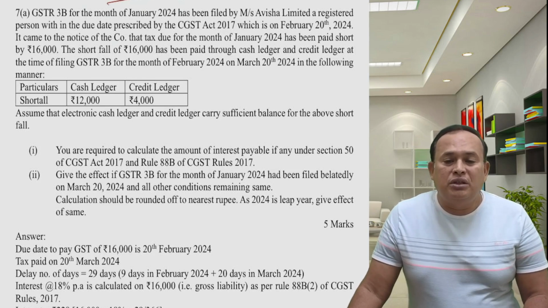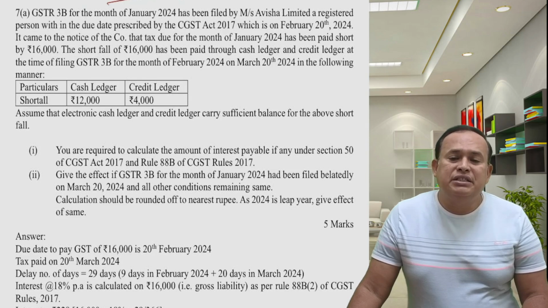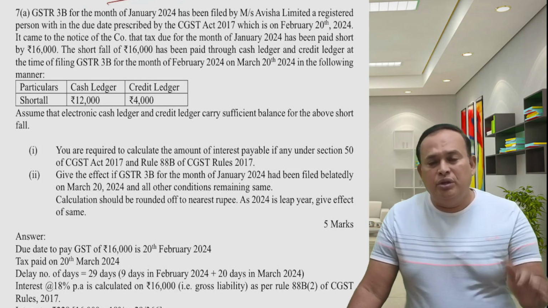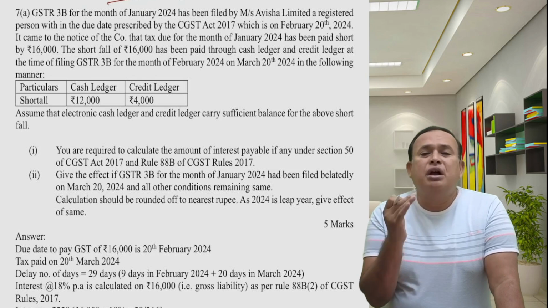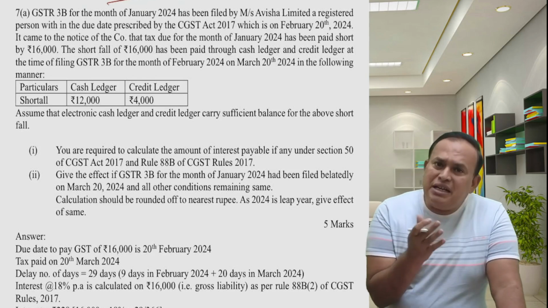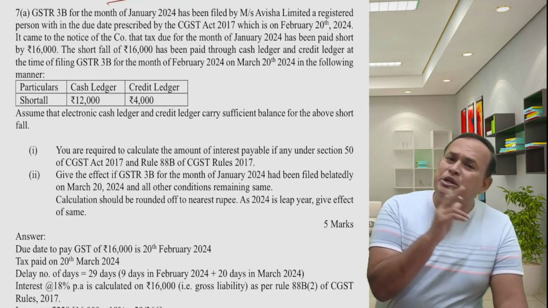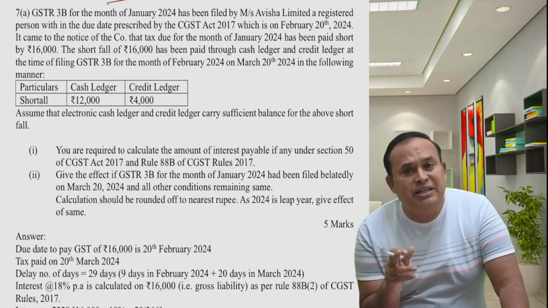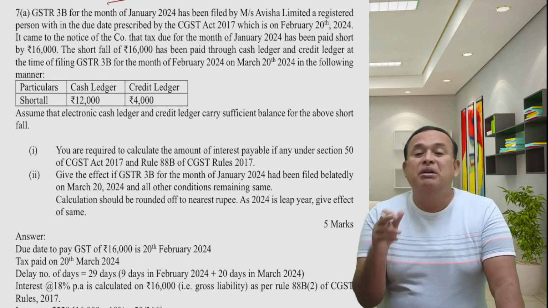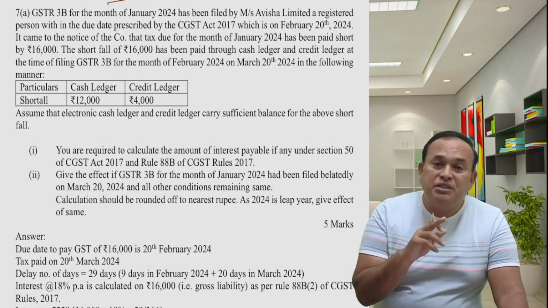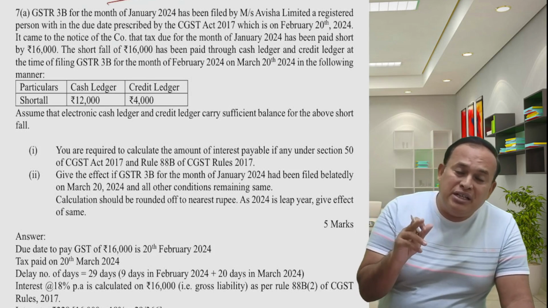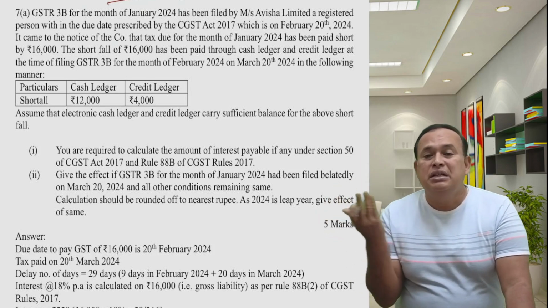in the following manner. Shortfall: cash ledger 12,000, credit ledger 4,000. Assume that the electronic cash ledger and credit ledger carry sufficient balance for the above short payment. Very good. In the case where they filed the return correctly but short paid 16,000, it will accrue interest at the rate of 18% per annum from the due date till the date of payment. What is the due date? 20th of February. But they paid on 20th of March. So the period is 21st of February to 20th of March, and they said it is a leap year.